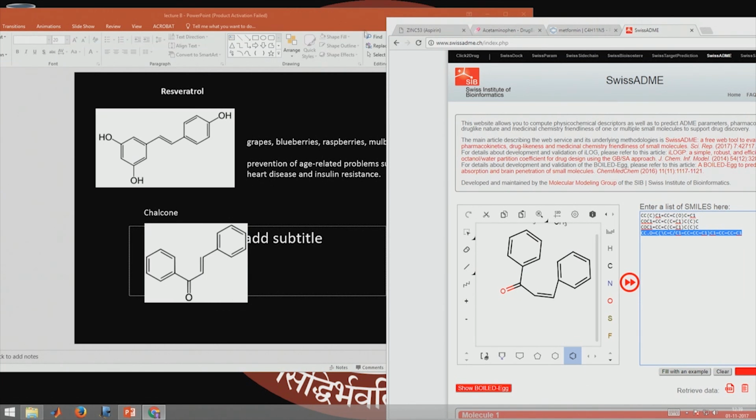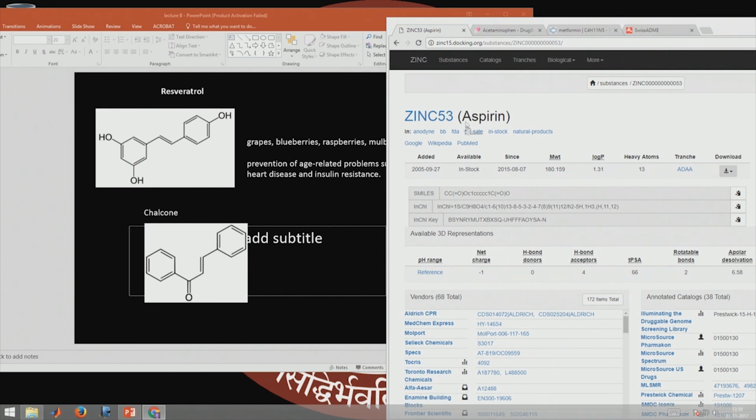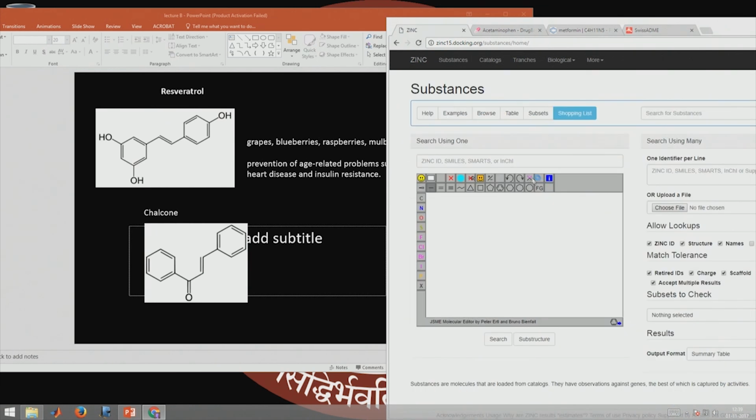For example, I can go to the ZINC database, as you can see, substances, and we can put in the SMILES notation. So, you can get the SMILES notation copied from one, and then we can try to get properties of various molecules. Once we draw it in the ZINC database, we can use another database and find out if there are any properties existing.